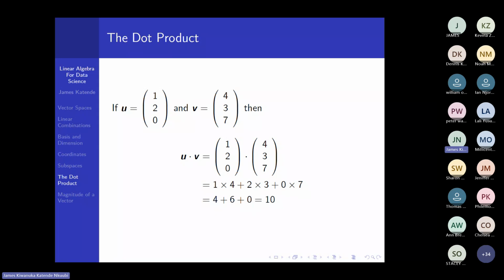So here is an example of a calculation. You can double check and make sure. If we have two vectors, for the dot product, you start by multiplying 1 and 4 to get 4, 2 by 3 to get 6, 0 by 7 to get 0. So the sum is 10. And that gives you the dot product of the two vectors u and v.